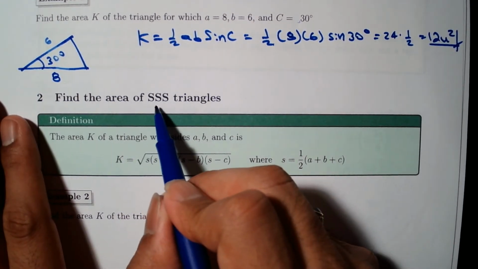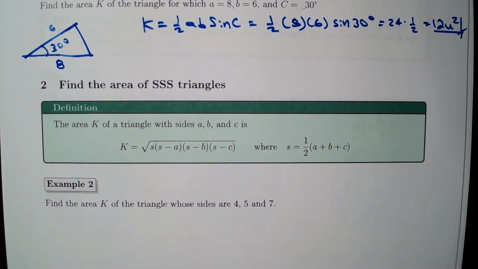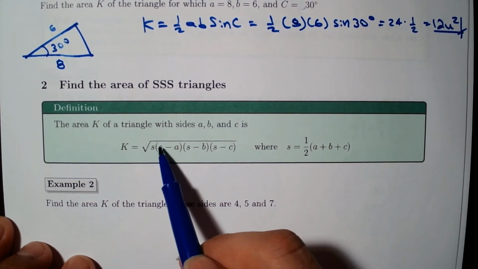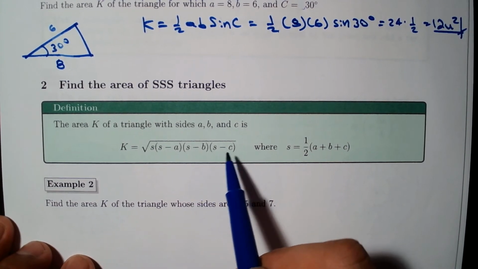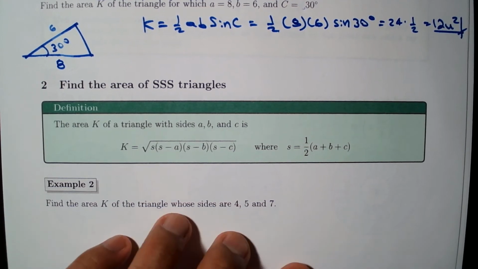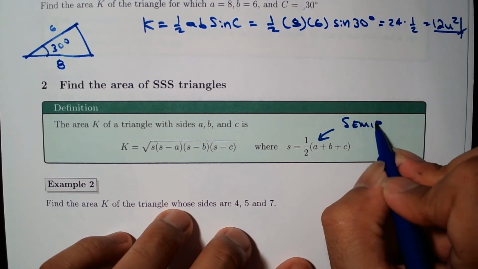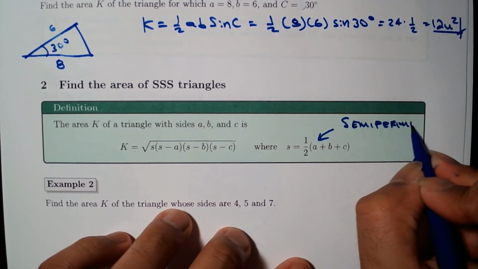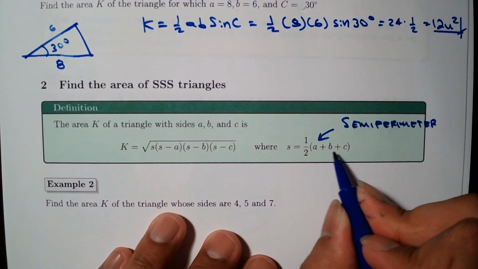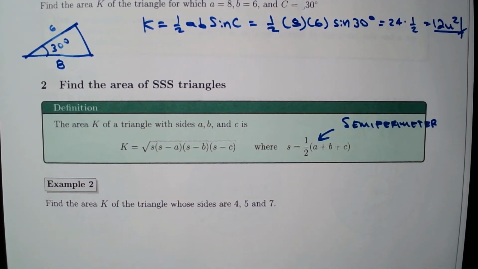In this case we are given the three sides and none of the angles. We're going to use the formula K equals the square root of s times (s minus a), (s minus b), (s minus c), where s is 1/2 of a plus b plus c. This is known as the semi-perimeter, because we add the three sides, a plus b plus c, which is the perimeter, and divide that by 2.